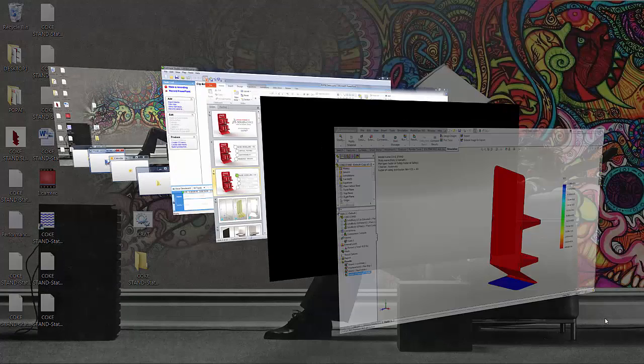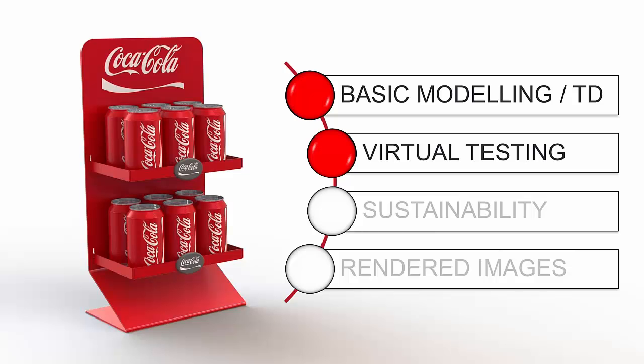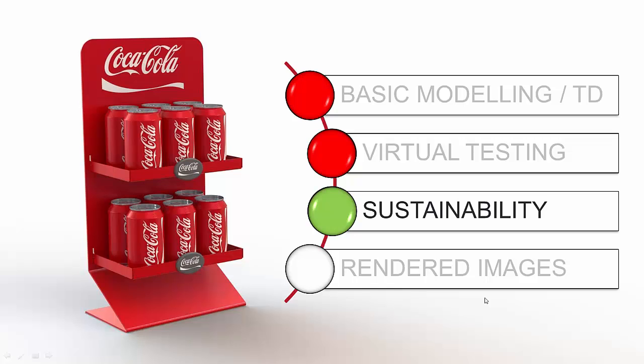Okay, so let's just switch back over to our PowerPoint. So we just had a look at how to do the testing of our parts. So using FEA, we can actually virtually test our parts. Now let's have a look at sustainability. This is a utility in SolidWorks that allows us to evaluate the environmental impact and carbon footprint of our design.